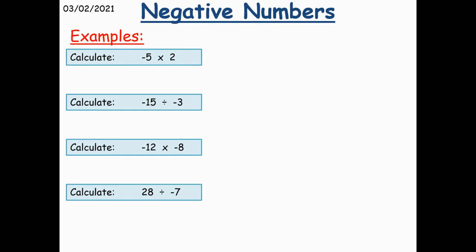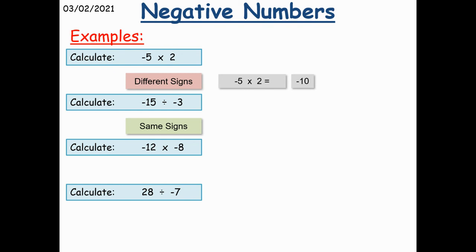All right, so a few examples again. -5 times 2, what would that be? They're different signs, so -5 times 2 will give us -10. So when it's different signs, it's a negative. What about here now? -15 divided by -3. Well, the signs are the same. Remember, if it's the same signs, my answer would have to be a positive. What's 15 divided by 3? 15 divided by 3 is just 5. -15 divided by -3 is also just going to be 5 because the signs are the same.